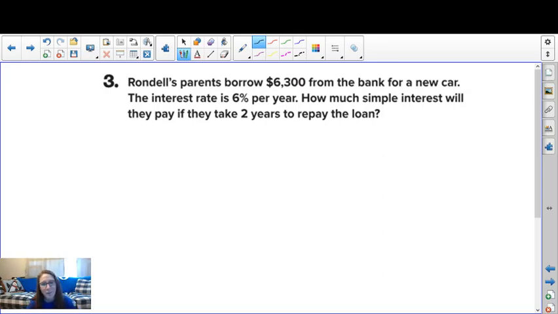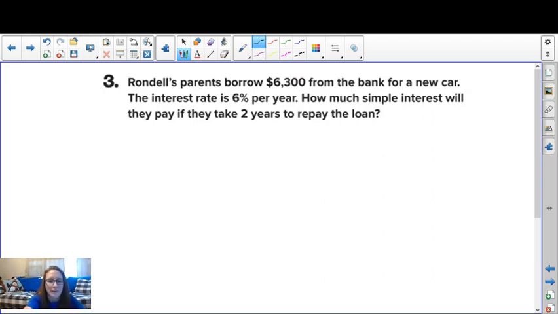All right, Randall's parents borrowed $6,300 from a bank for a new car, which is crazy if that's all they borrowed. The interest rate is 6% per year. How much simple interest will they pay if it takes 2 years for them to repay the loan?